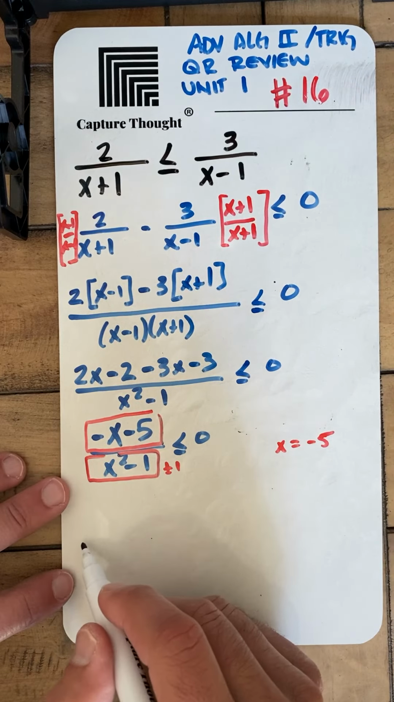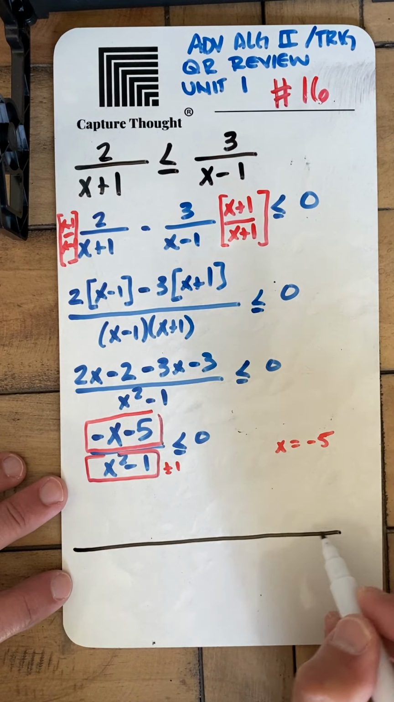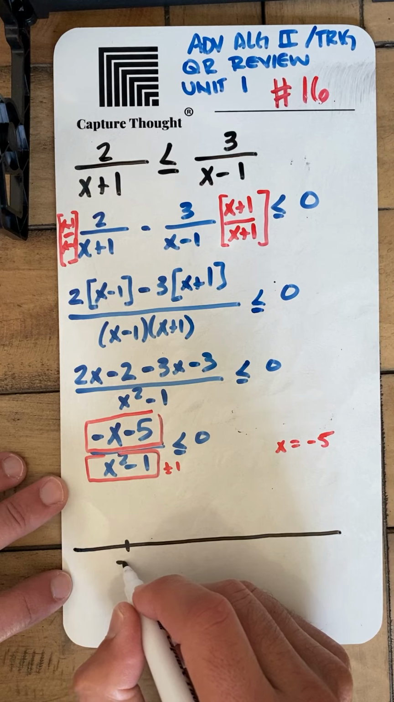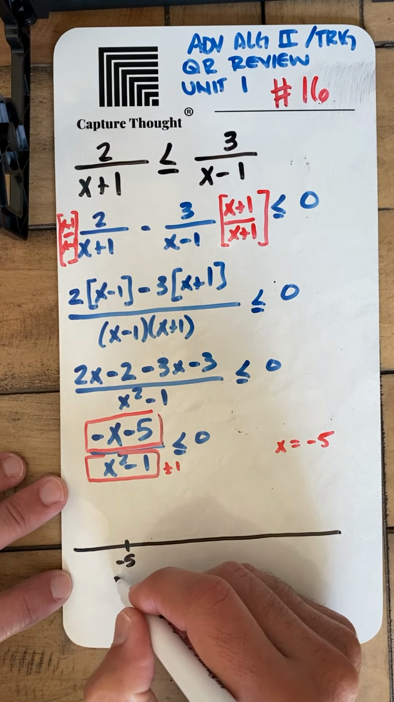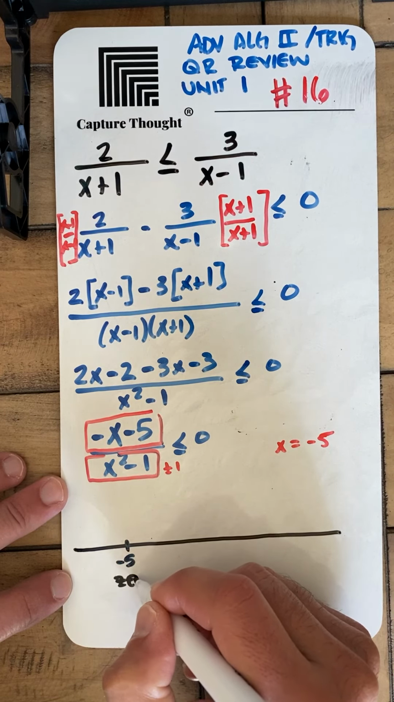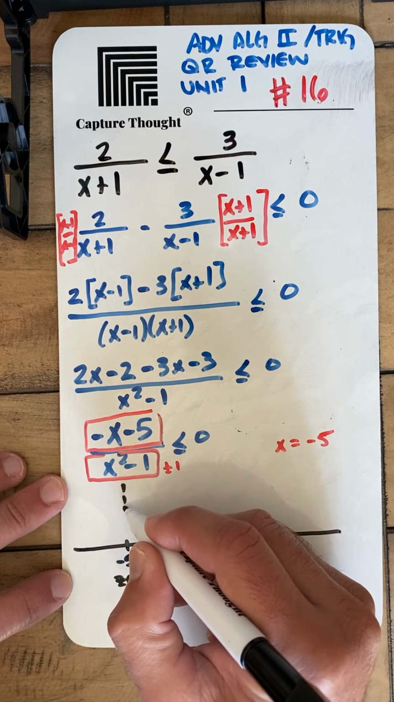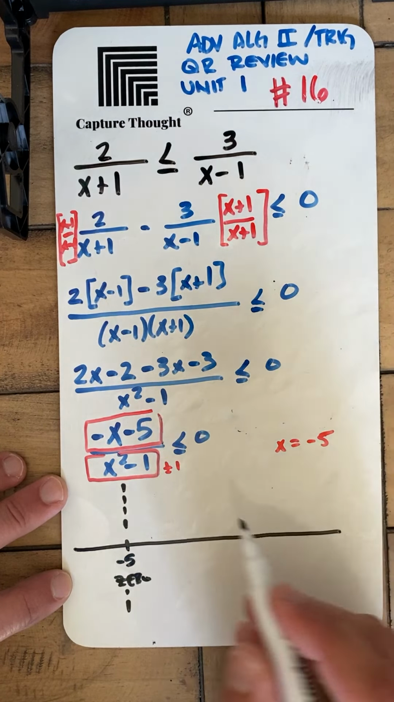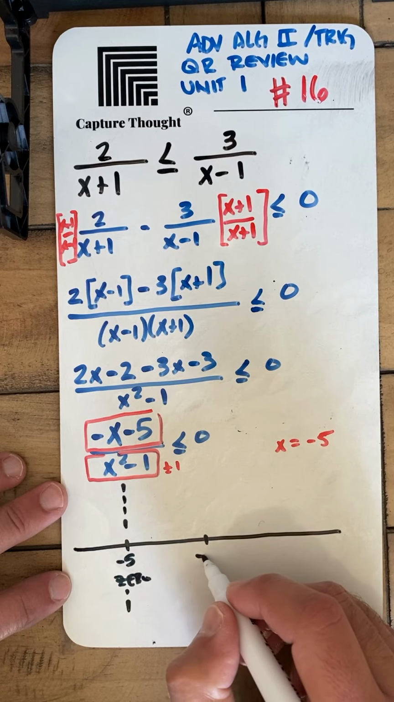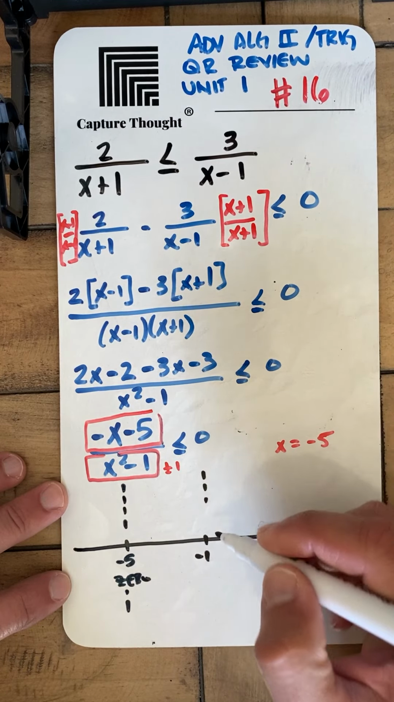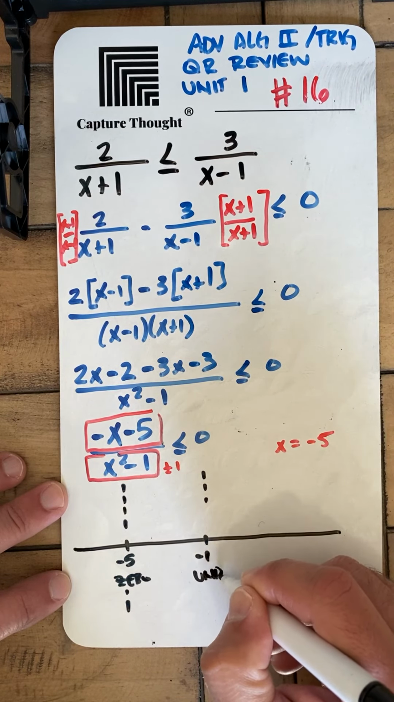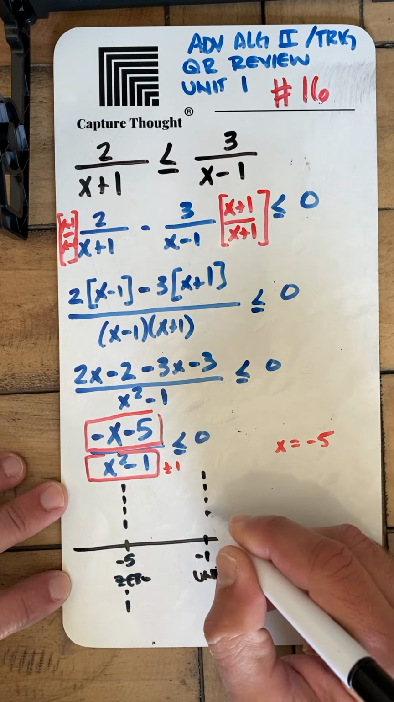So on my number line, I have negative 5. And at that point, I would get a 0, so I'll label that for you. So right here, I would get a 0. My next one would be negative 1, and this would be an undefined point, so I'll make a little note of that. And then 1, and this would also be an undefined point. So those are my three critical points.